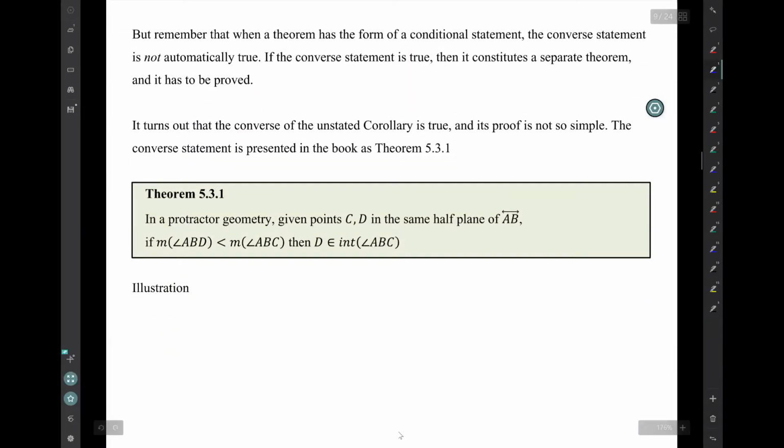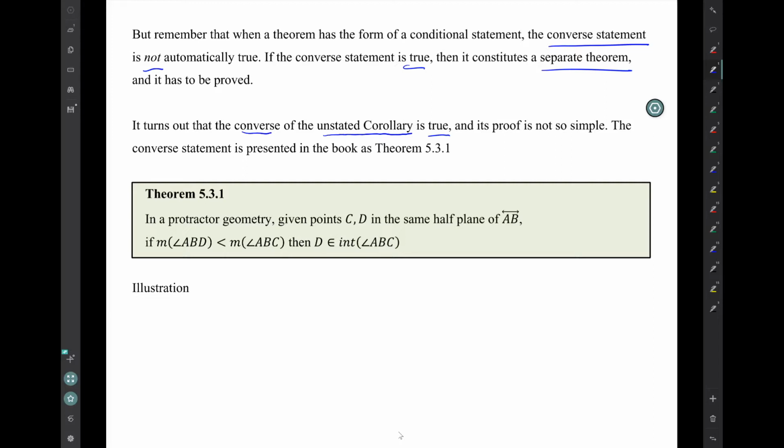But remember that when a theorem has the form of a conditional statement, the converse statement is not automatically true. If the converse statement is true, then it constitutes a separate theorem and it has to be proved. It turns out that the converse of that unstated corollary is true, and its proof is not so simple. The unstated corollary had a very simple proof. It was so simple that the corollary wasn't even stated. But the converse statement is true, and its proof is not simple, and so it's presented as a theorem in the book.